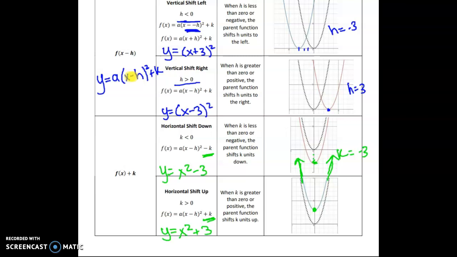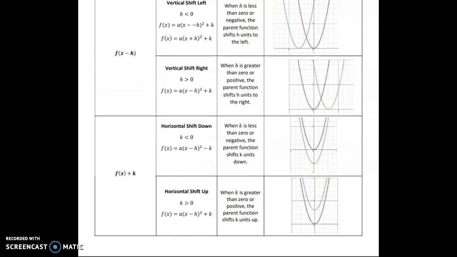So we're not making anything wider or skinnier or reflecting with our h and our k. All we're doing is moving it up, down, left, right. But of course, we're going to add the a in because we already learned that last week. So let's go down here.